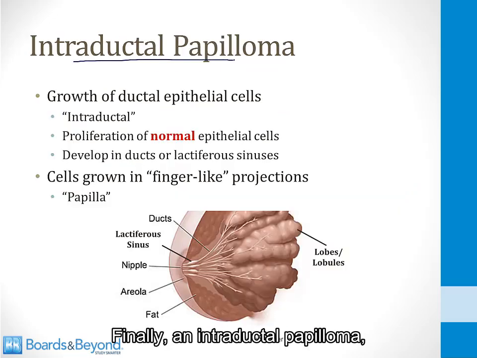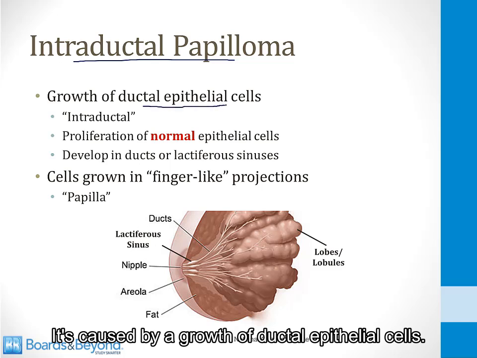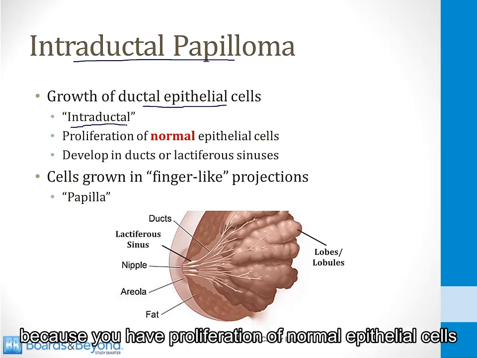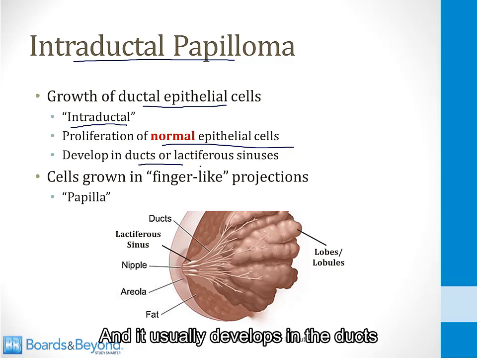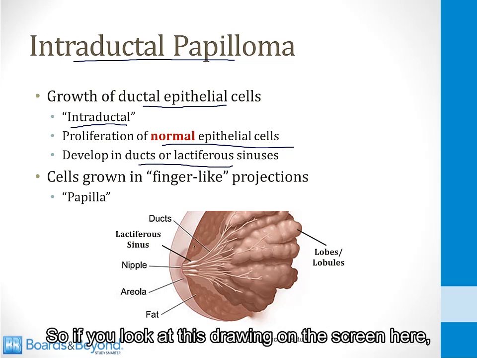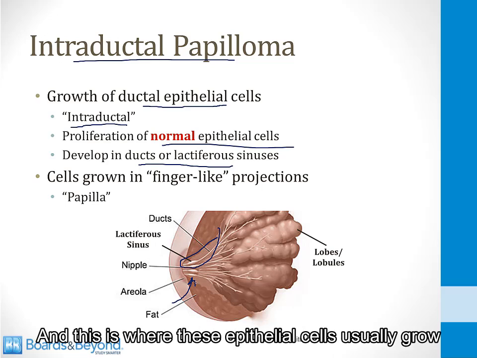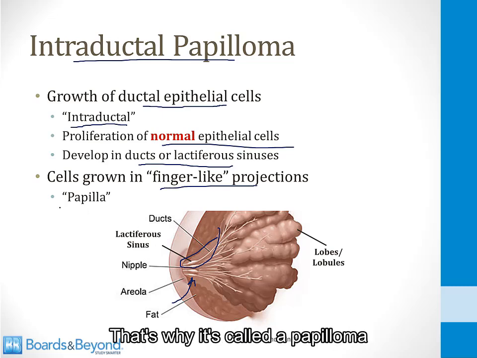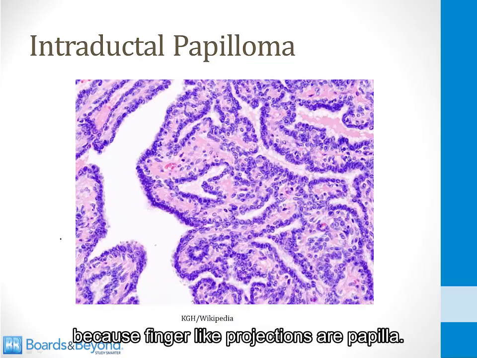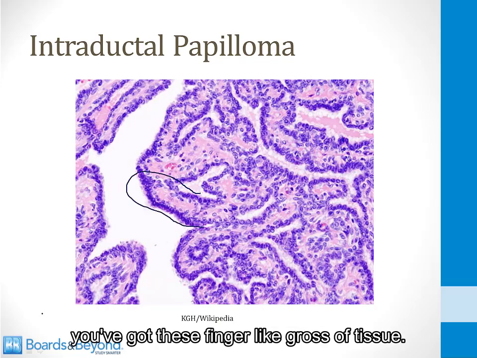Finally, an intraductal papilloma is another proliferative breast disorder. It's caused by a growth of ductal epithelial cells. That's why it's called intraductal, because you have proliferation of normal epithelial cells inside a duct. And it usually develops in the ducts or the lactiferous sinuses. So if you look at this drawing on the screen here, these are the major ducts, and these little swellings right underneath the nipple are called the lactiferous sinuses. And this is where these epithelial cells usually grow, and they grow in finger-like projections. That's why it's called a papilloma, because finger-like projections are papilla. This is a picture of what it can look like under the microscope. The bottom line here is that you've got these finger-like growths of tissue.